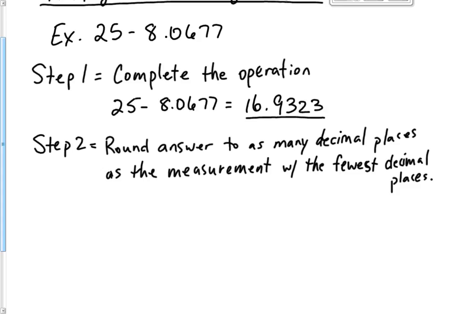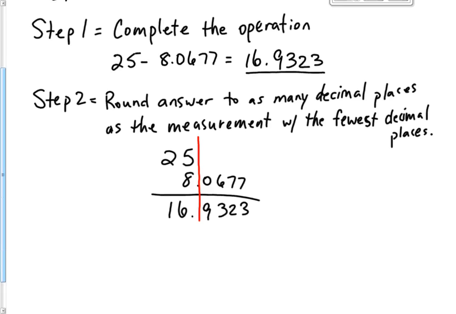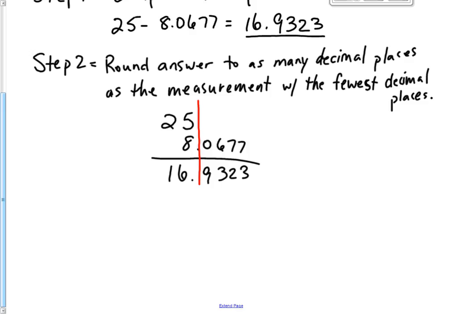So one way to do this is to say 25, okay, and then put it in line, 8.0677, okay, you get 16.9323, okay, and then you're just going to draw a line down the right side of the number with the fewest decimal places, right like that, okay, and that's going to tell you where you need to round. You need to round the 6, so you're going to look to the 9. And using our rounding rules from the last video, that's going to round up to 17. Okay? 17 is your answer.